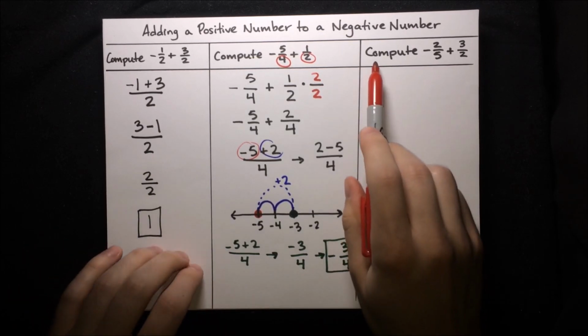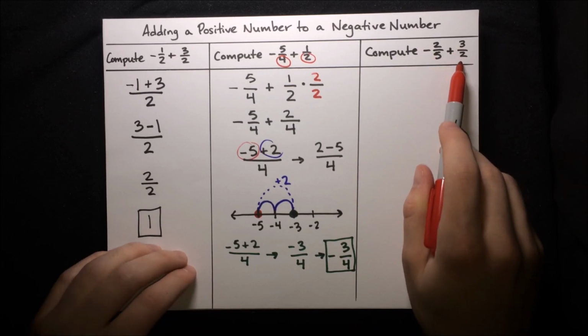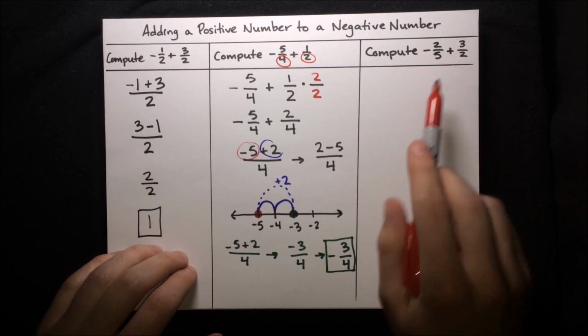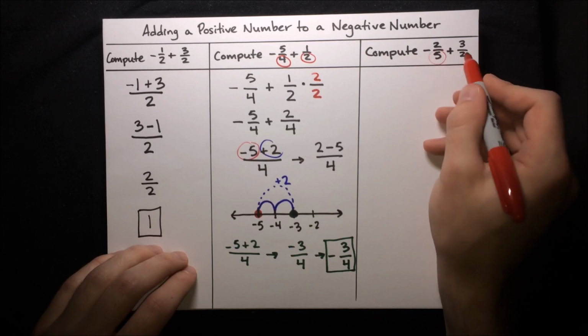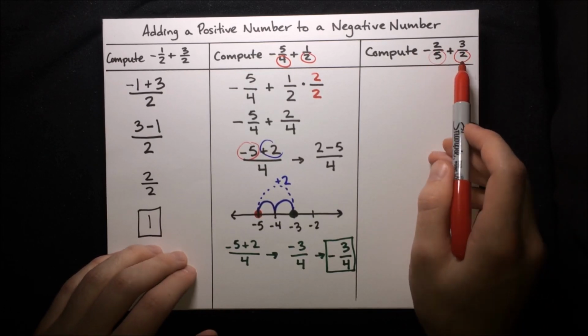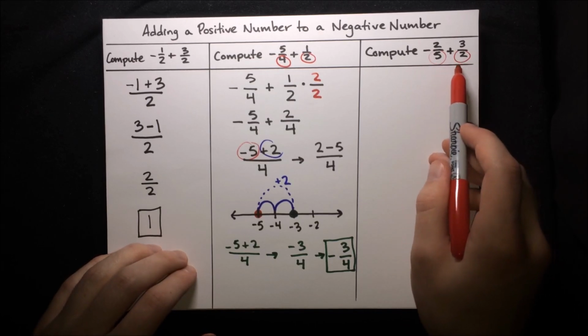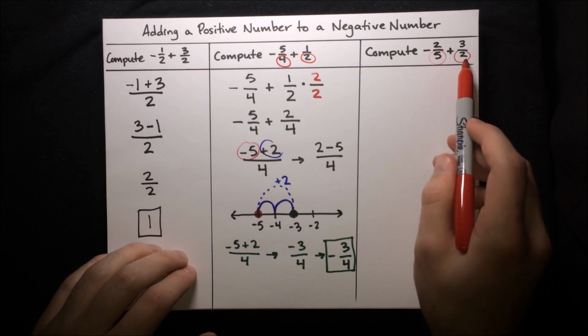Alright, last example, we want to compute negative 2/5 plus 3/2. And again, we need to take a look at the denominators first. They're 5 and 2 right now, but we really want the denominators to be the same. So what is the least common denominator between 5 and 2? In other words, what is the least common multiple between 5 and 2?